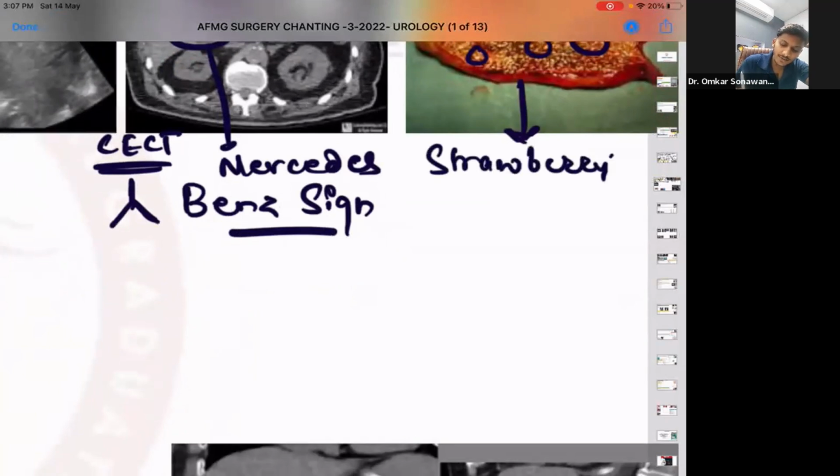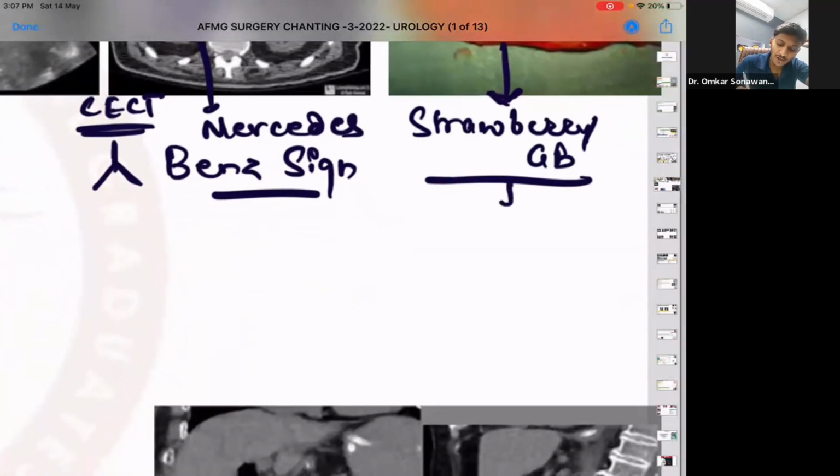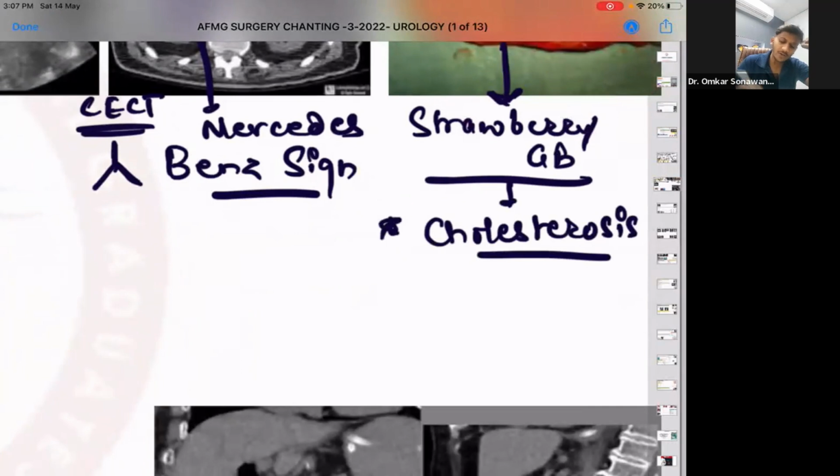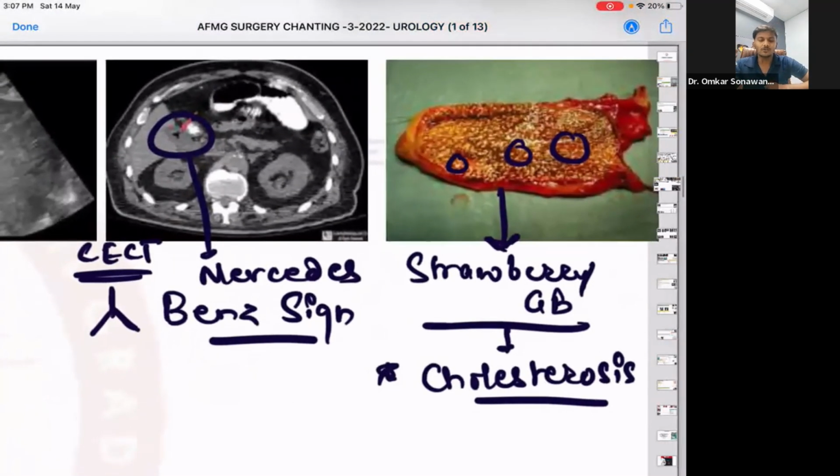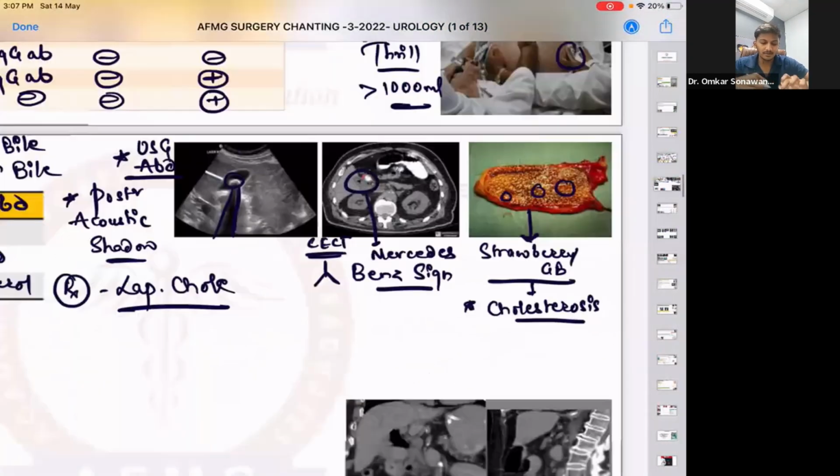And strawberry gallbladder is seen in which condition? Strawberry gallbladder is a feature of cholesterosis of gallbladder. Please remember, this is important.